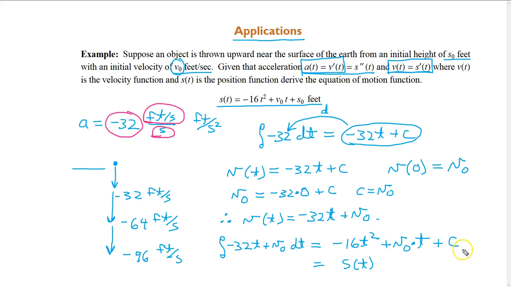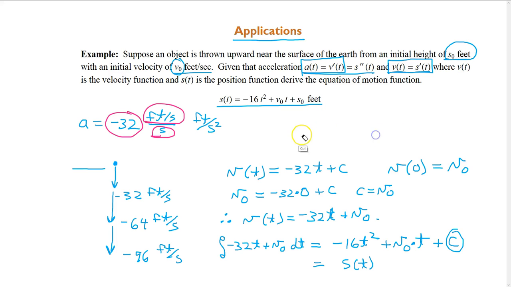But now we need to figure out what the arbitrary constant c is. Just like we did up here, we are given that our initial height that the object is dropped from or thrown upward from is s0 feet. So we are given that s of 0 equals s0, that number.